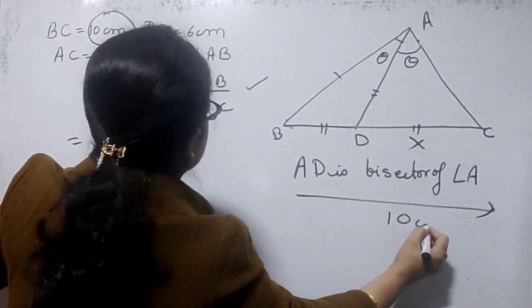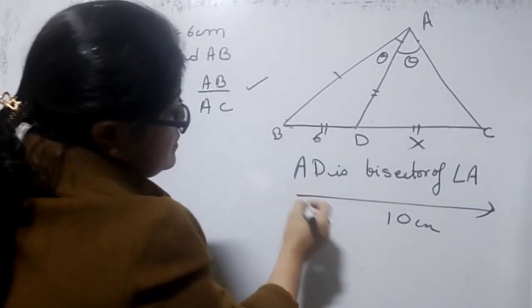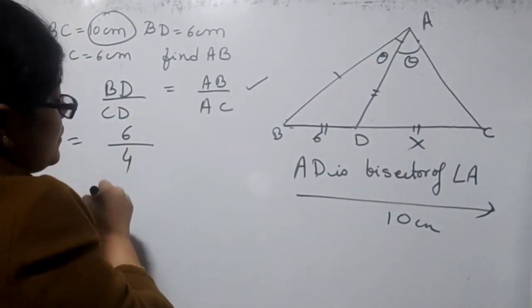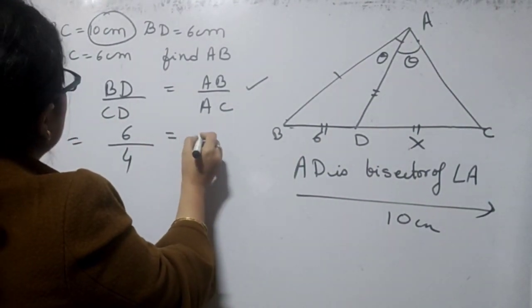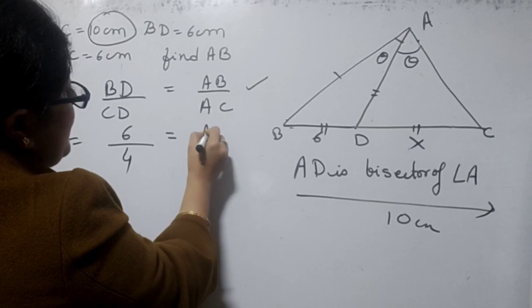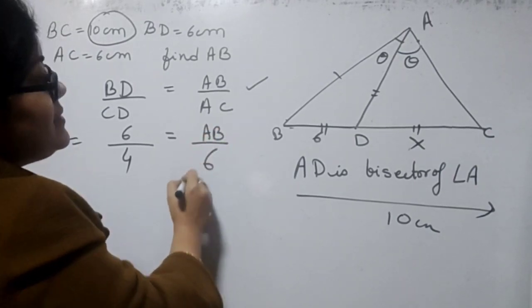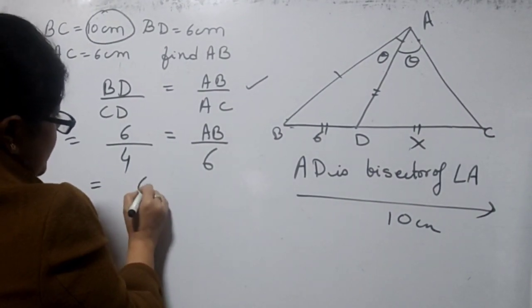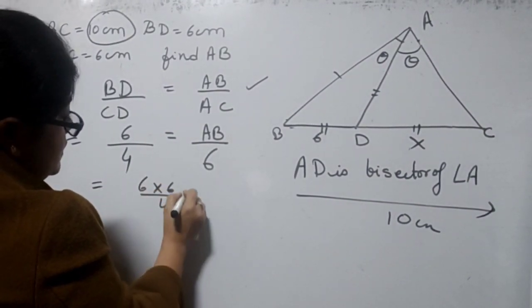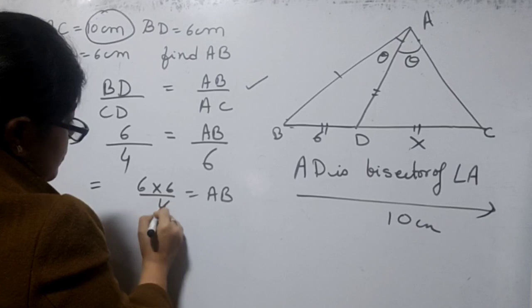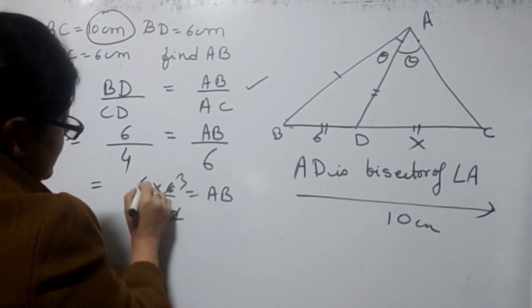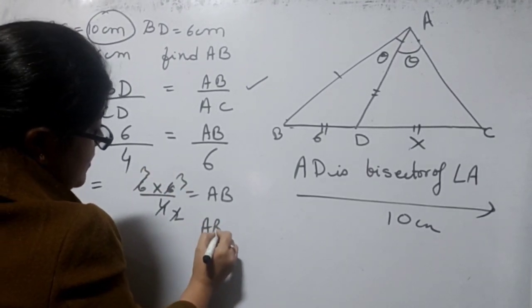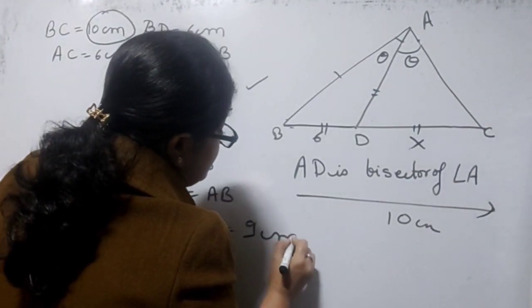This is 10 centimeter. And value of BD is 6. So ultimately CD is what? 4. Then value of AB we have to find. And value of AC is 6. Now solving, we get 6 into 6 over 4, which is equal to AB. Now 2, 3 and 3. That means the value of AB is equal to 9 centimeter.